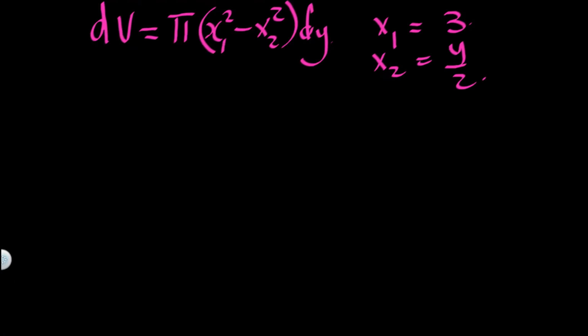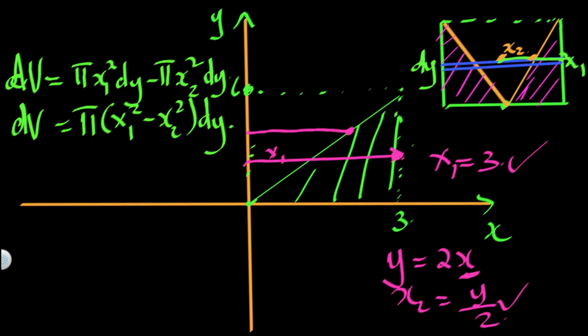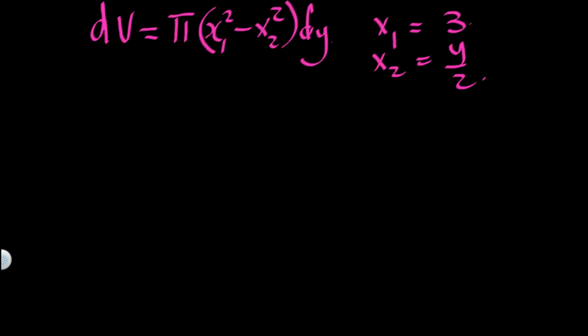Then when it comes to the limits of integration, we're going to get our limits of integration from our diagram. So the diagram is going to give us our limits of integration. This is our diagram here. So our limits of integration are going to be y values because our differential volume element is actually horizontal. So we're going to be integrating from y equals 0 to y equals 6. That's what we're going to be doing. So let's come here. Our limits of integration are that.